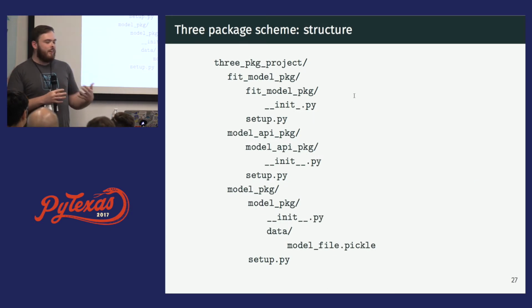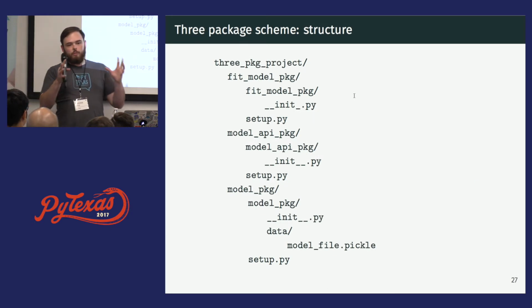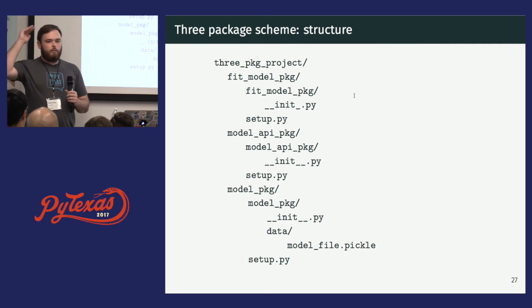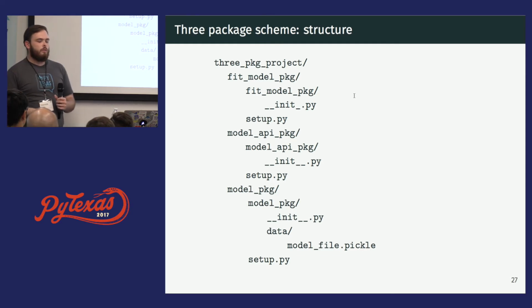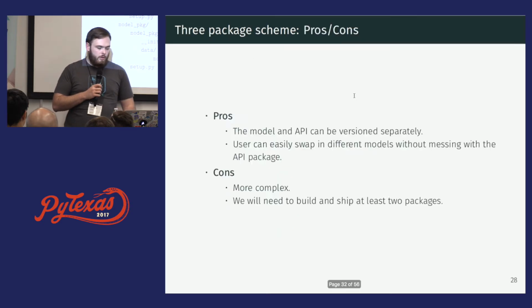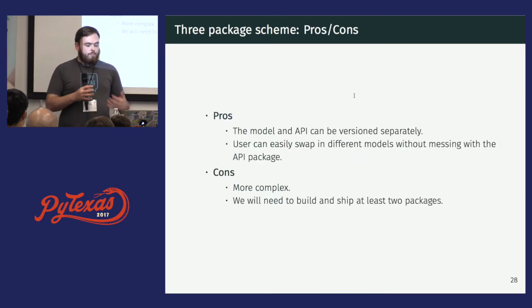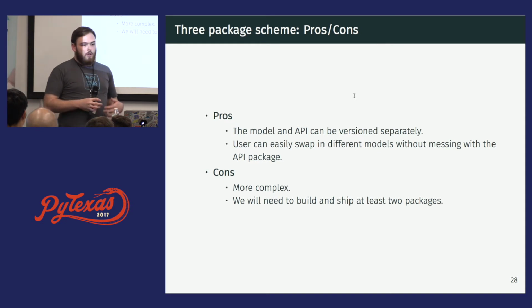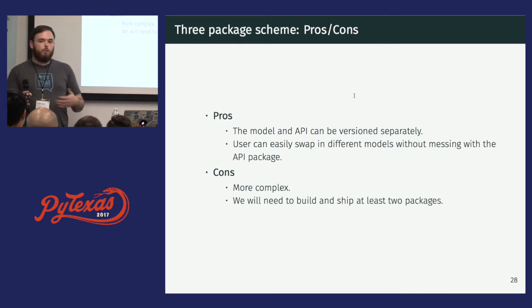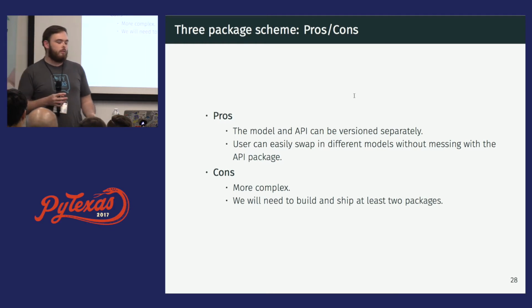So here's a quick example of a project structure in which you have your main project directory and then 3 sub-project directories in which you'll have your 3 different distribution packages. Some cons of this. It's definitely getting more complex. We'll have to build and ship at least 2 packages.